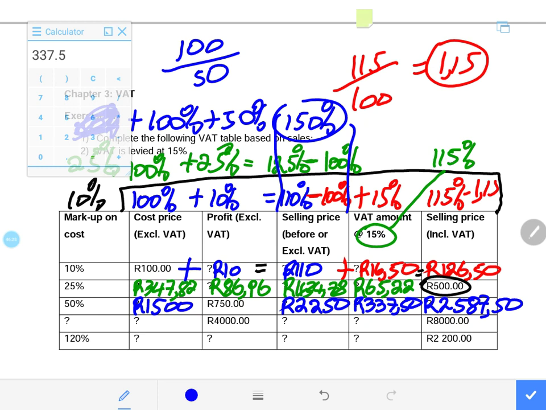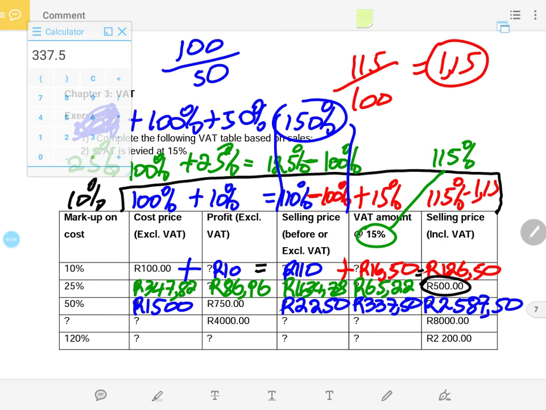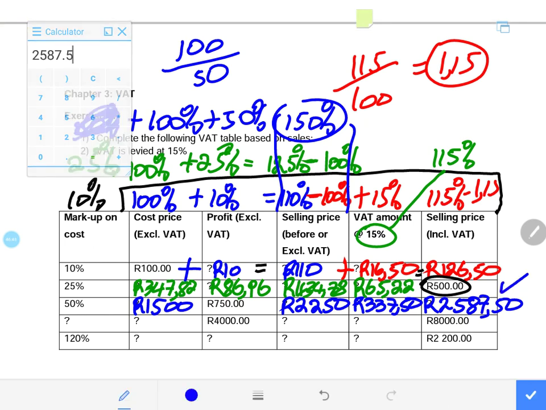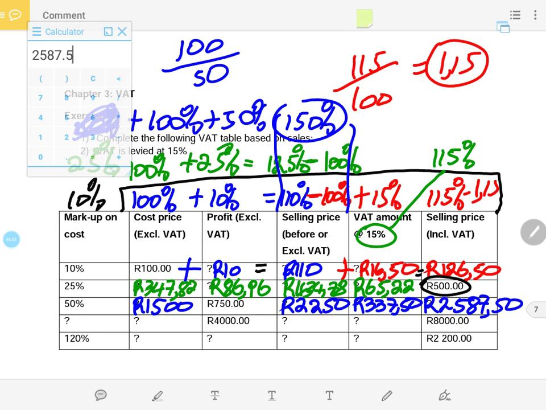Again, 2,587 divided by 1.15 will give us the 2,250, meaning the amount before VAT was added. You can test again all the calculations that I did before, jumping from one to the other. That will help you master this topic very well. Now on that same note we go to the second last one. I hope within 1 hour I will be done. Then after that we will go to the next one.